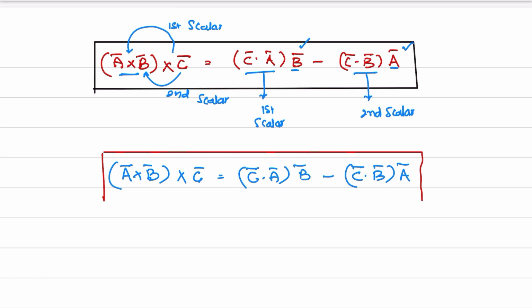And the main observation is that A cross B cross C lies on the same plane of A cross B. That is one of the major observations. Please remember this formula, otherwise from the observation you can think and easily derive this formula. This is the derivation of the formula.